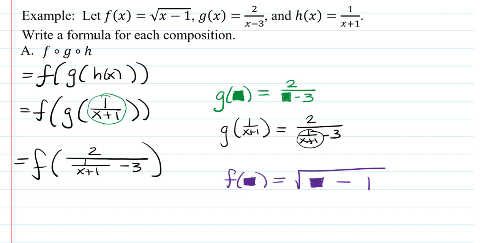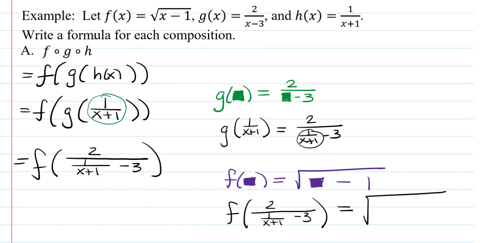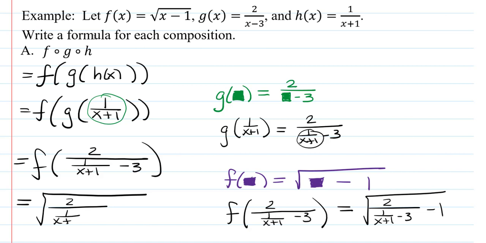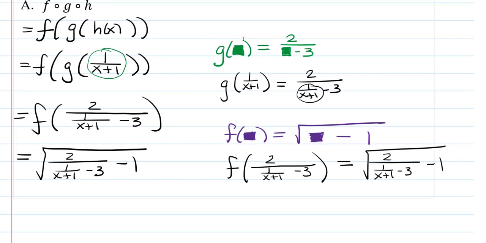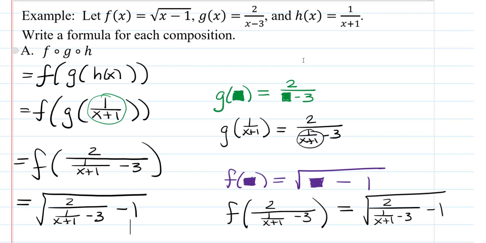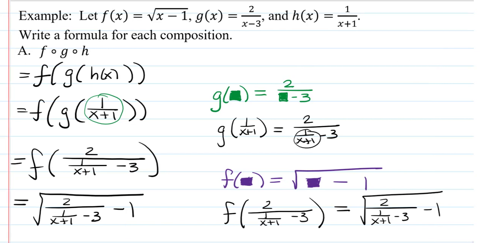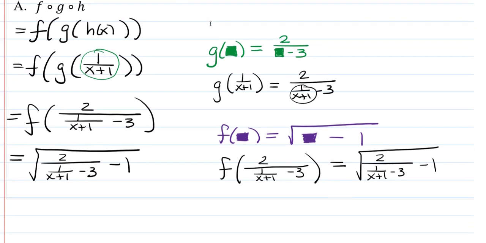So if we're going to plug in, we have f of 2 over 1 over x plus 1 minus 3. That would be equal to the square root of all of that stuff and then minus 1. So that's what's going to go over here. The square root of 2 over 1 over x plus 1 minus 3 and then minus 1. Right, so technically this is the formula for the composition. But I often get questions from students on how to simplify an expression like that one. So let's take a look at how to simplify.